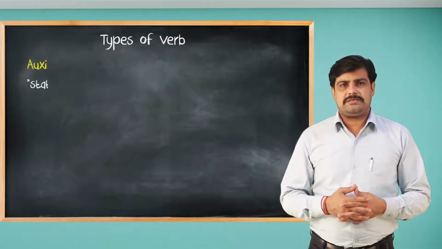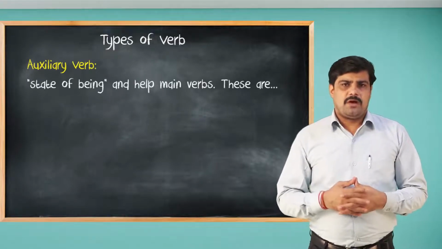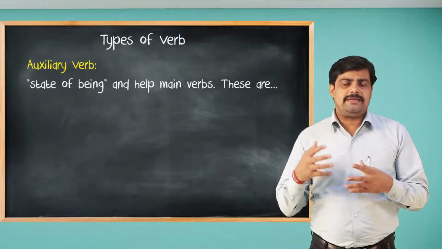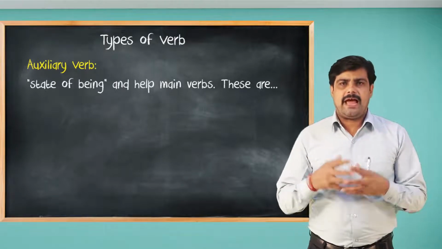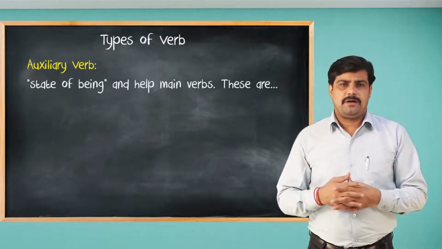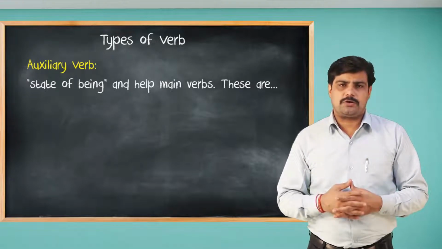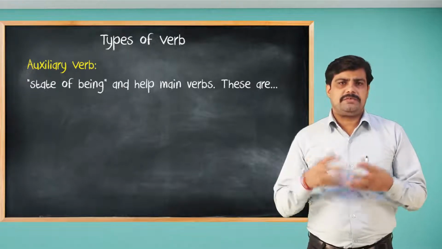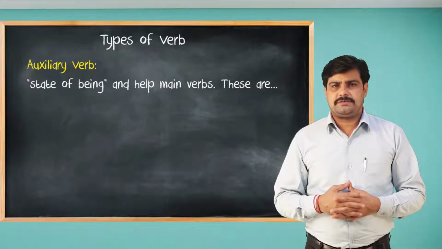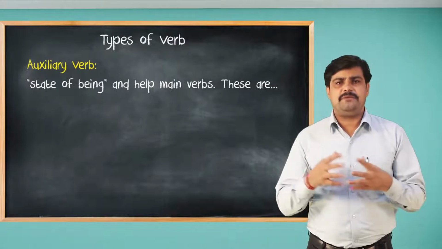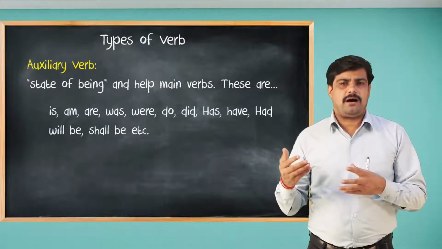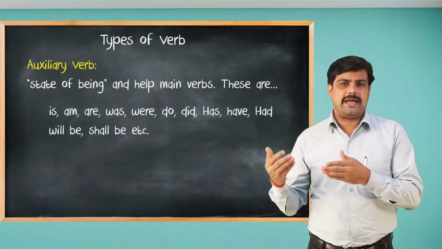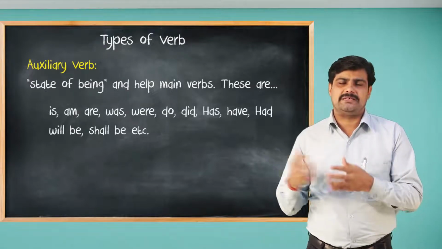The first one is auxiliary verbs. Verbs that show any state of being and help the main verb are known as auxiliary verbs. These verbs are of two kinds, and are also known as helping verbs, like is, am, are, was, were, do, did, has, have, had, be, etc.